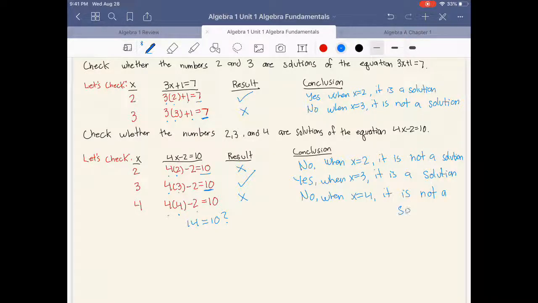Good so far? This is really easy. All you're doing is plugging in the numbers for the variable and just saying yes or no if it is a solution to the given equation.